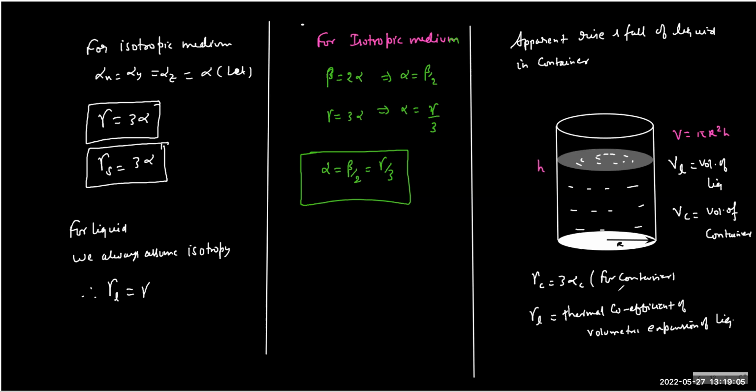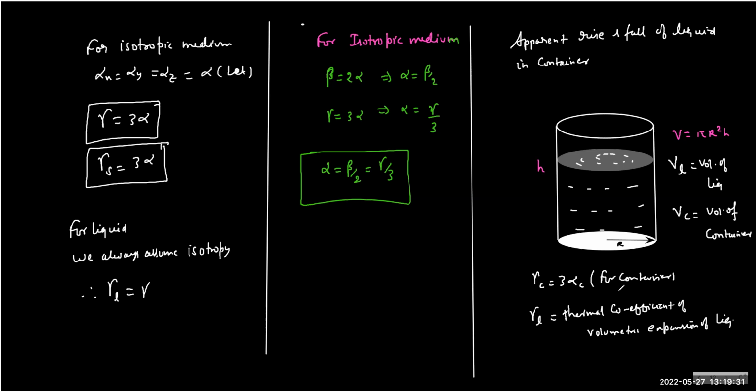Apparently, it will fall. Understood? So imagine the container is increasing by some volume, and the liquid is expanding by less than that volume. So with respect to container, the liquid will fall. That's called the apparent rise and fall. Understood?